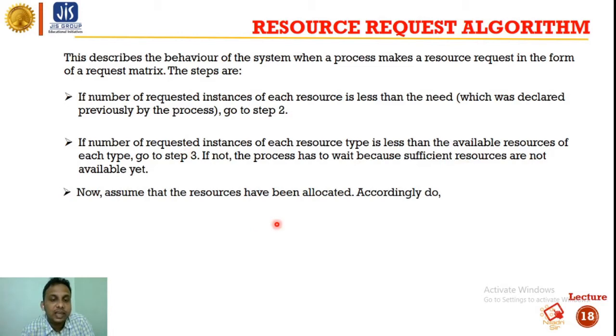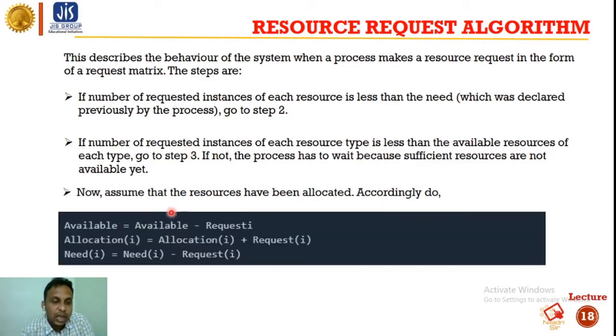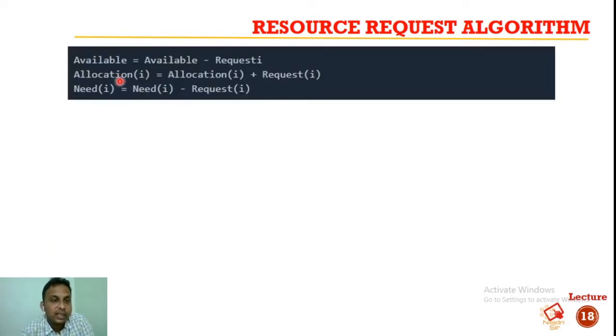Now assume that the resources have been allocated. Accordingly, update the available matrix. Available equals available minus request. Allocation i equals allocation i plus request i. Need i equals need i minus request i.